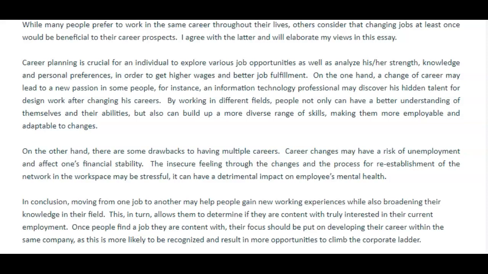On the one hand, a change of career may lead to a new passion in some people. For instance, an information technology professional may discover his hidden talent for design work after changing his careers. By working in different fields, people not only have a better understanding of themselves and their abilities, but also can build up a more diverse range of skills, making them more employable and adaptable to change.